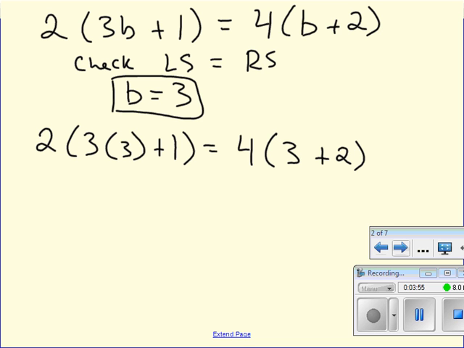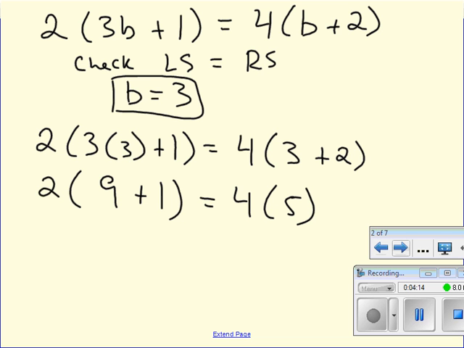Like anything else, I follow the order of operations. So I do what's in the brackets first, and even inside the brackets I have to follow order of operations, which in this case is multiplication. So I have 3 times 3 is 9, plus 1 is equal to 4 multiplied by 5. 9 plus 1 is 10. Just write the same down here, 4 times 5.